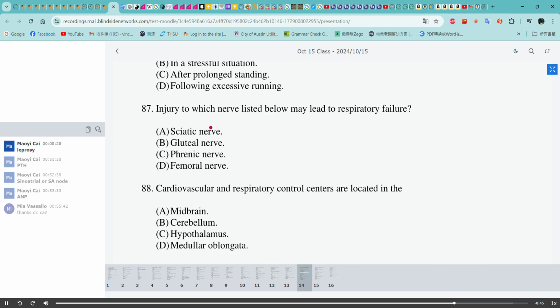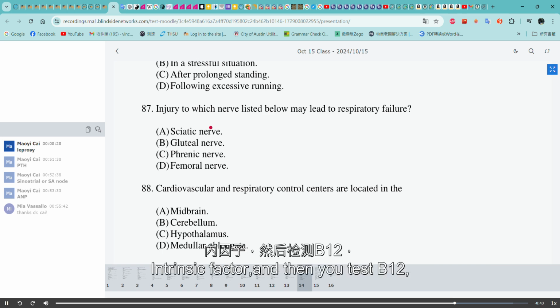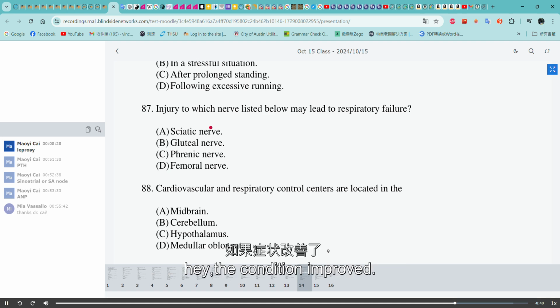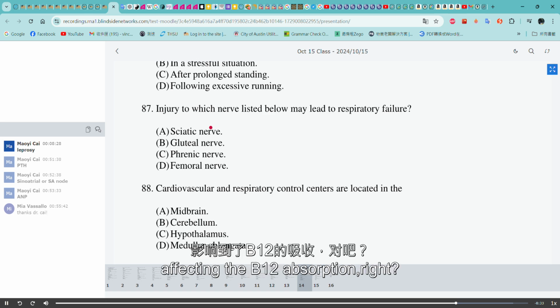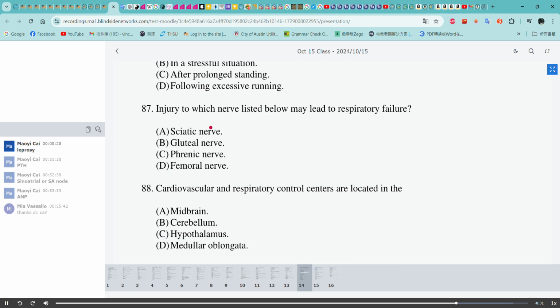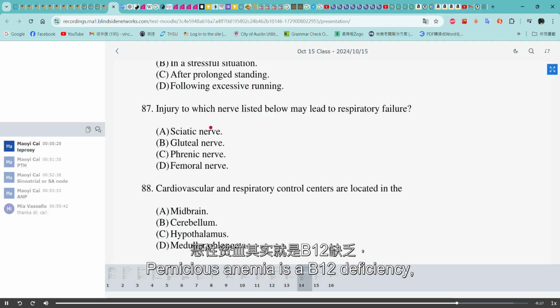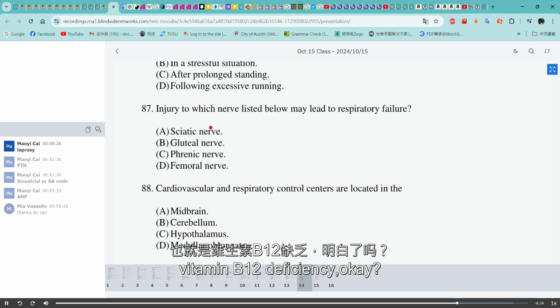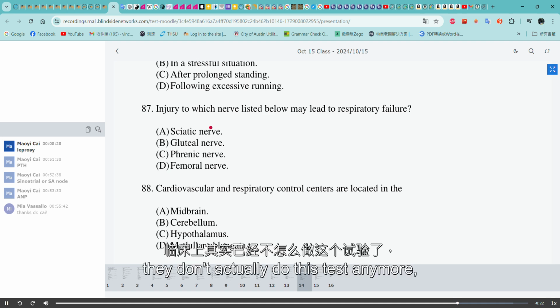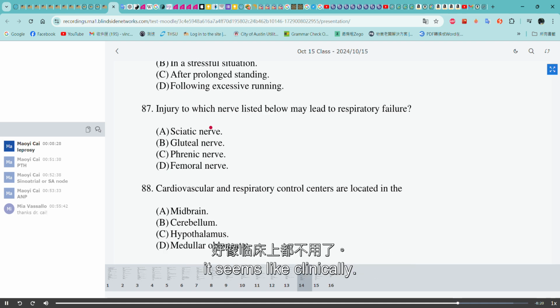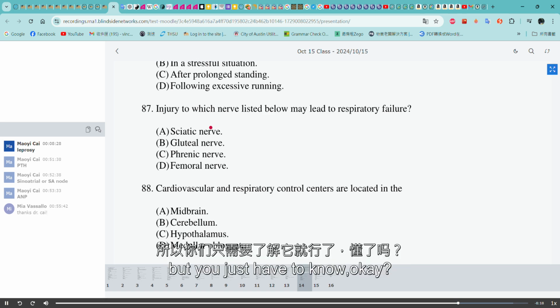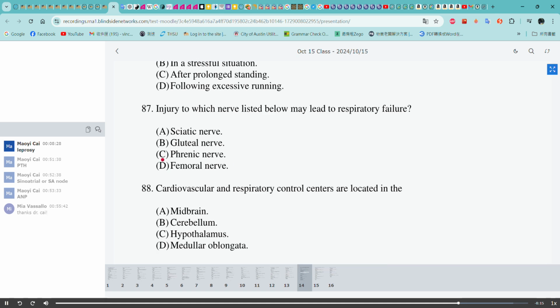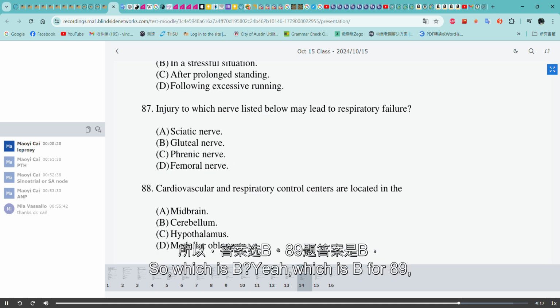If you suspect this person has B12 deficiency caused by this, you give them intrinsic factor and then test B12. If the condition improves, that confirms it is a stomach problem affecting B12 absorption. It's called pernicious anemia, a vitamin B12 deficiency. These days they don't actually do this test clinically, but you do see the board question, so you just have to know. So 89 is B.